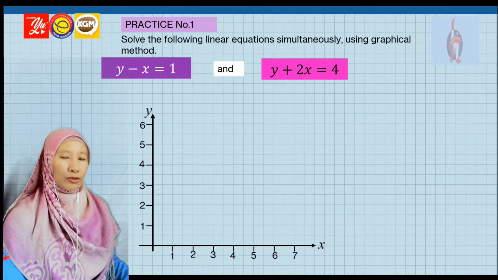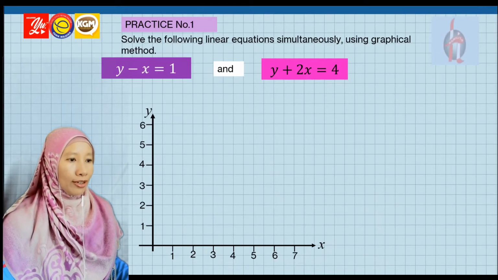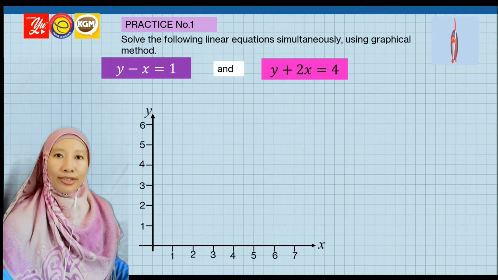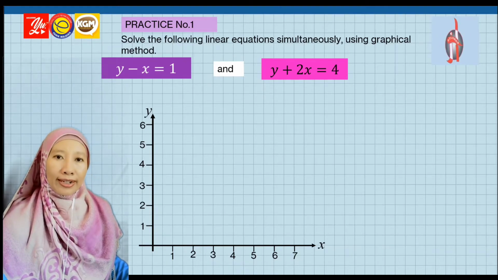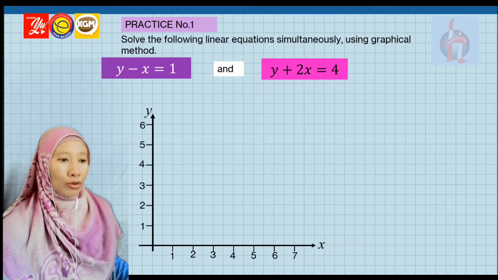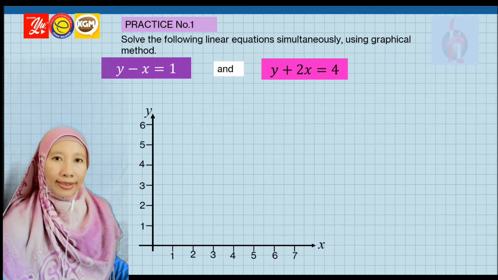Let's move on to practice number 1. What do we have here? Solve the following linear equations simultaneously, and we have the equations y minus x equals 1 and also y plus 2x equals 4. You must solve them simultaneously.